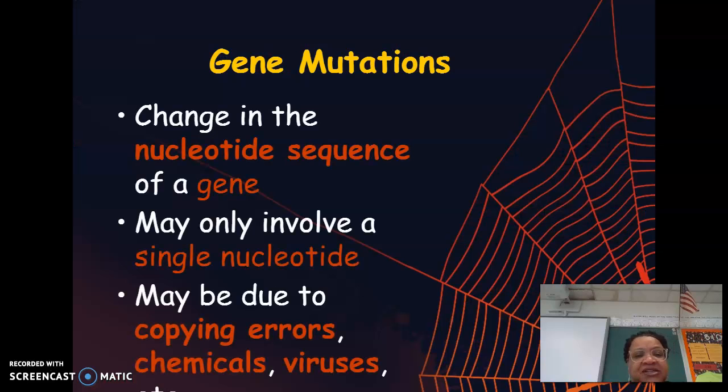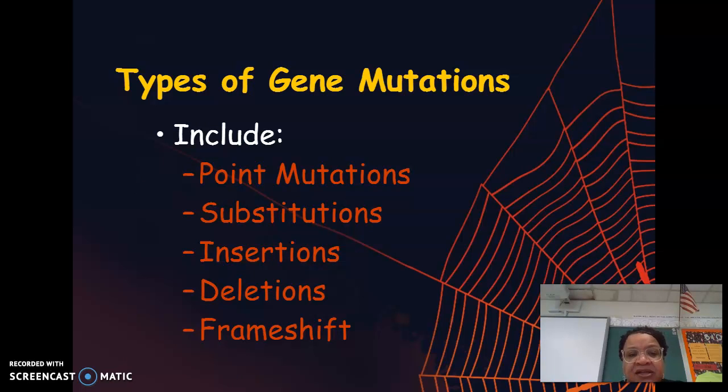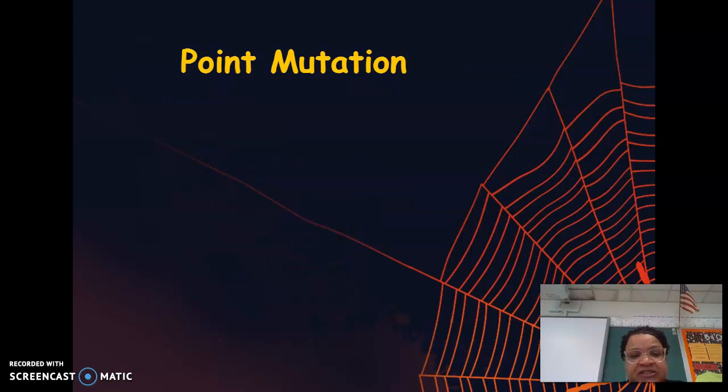A gene mutation is a change in the nucleotide sequence of a gene. It can involve just one single nucleotide. The mutation can be due to copying errors, chemicals, viruses, etc. Gene mutations include point mutations, substitutions, insertions, deletions, and frame shift mutations.